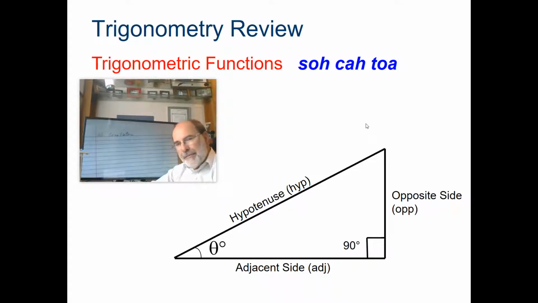It's a dimensionless number. It's a ratio. Cosine is the ratio of the adjacent side to the hypotenuse. And tangent is the ratio of the opposite side to the adjacent side. So opposite divided by adjacent. Opposite divided by hypotenuse. Adjacent divided by hypotenuse.